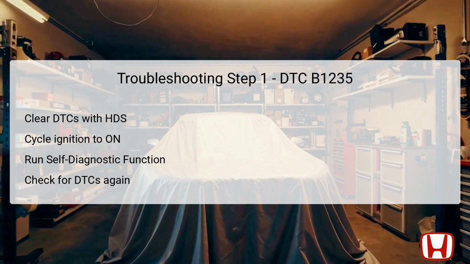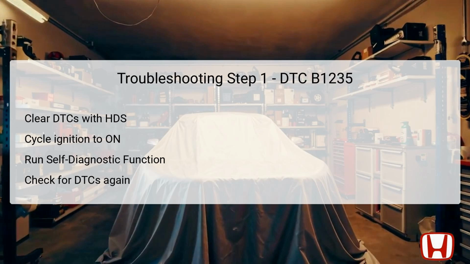The first step in troubleshooting DTC B1235 is to verify the presence of the diagnostic trouble code. Begin by clearing any existing DTCs using the Honda Diagnostic System, HDS. This initial action resets the system and can help rule out intermittent failures. Following this, the ignition switch should be turned to the lock position and then returned to the on position, or utilizing the engine start-stop button to cycle power.